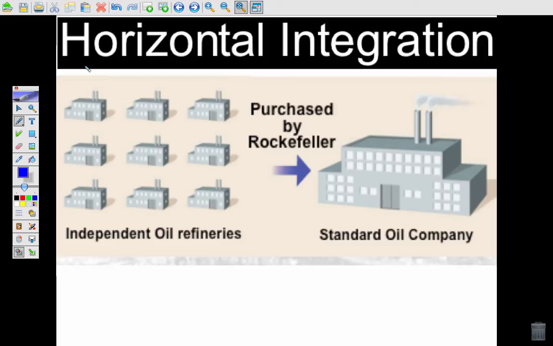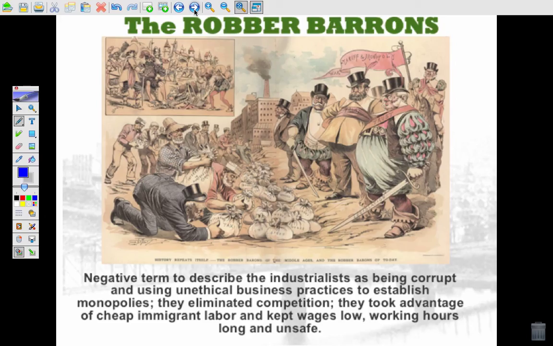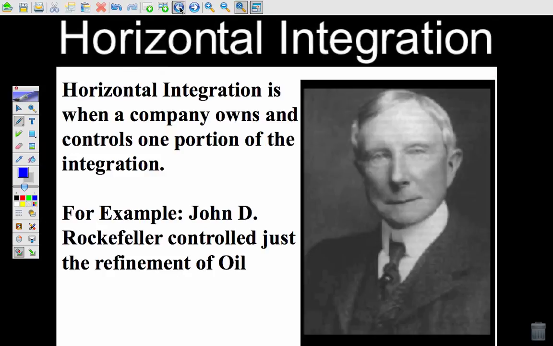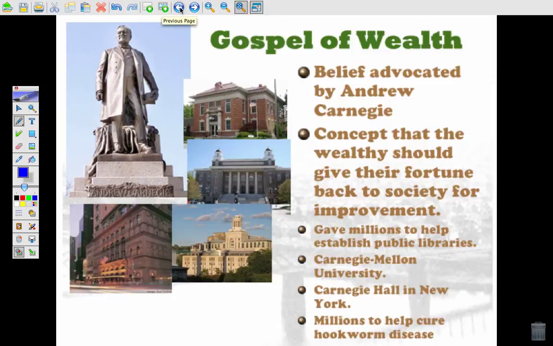All right, so here is our example for Rockefeller. Rockefeller owns Standard Oil, as seen here. And what he starts to do is he buys up these independent oil refineries, like we saw in the clip in class. He buys them up, and the ones that he wants to keep, he keeps, and the ones that he doesn't want to keep, he shuts them down.